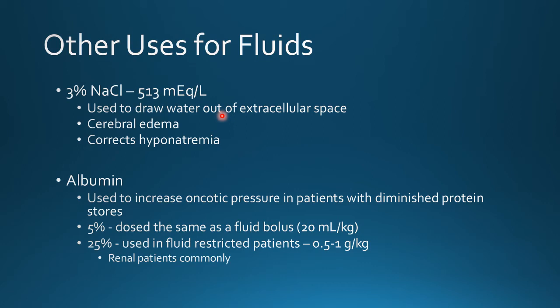Okay. Albumin's good for increasing those oncotic pressures. If you ever have to give albumin 5%, you can just give it as a normal fluid bolus. I can give 20 mLs per kilo of that. So if I give them repeated courses of normal saline and I want to give them something different, I give albumin 5% at 20 mLs per kilo, same dose essentially, right? Or if they're fluid restricted and they need that oncotic pressure and they maybe have low albumin levels, I can use 25%. It's just more concentrated, gets more proteins in there. Usually use between 0.5 and 1 gram per kilo essentially. So usually you're going to see that more in renal patients. Okay.